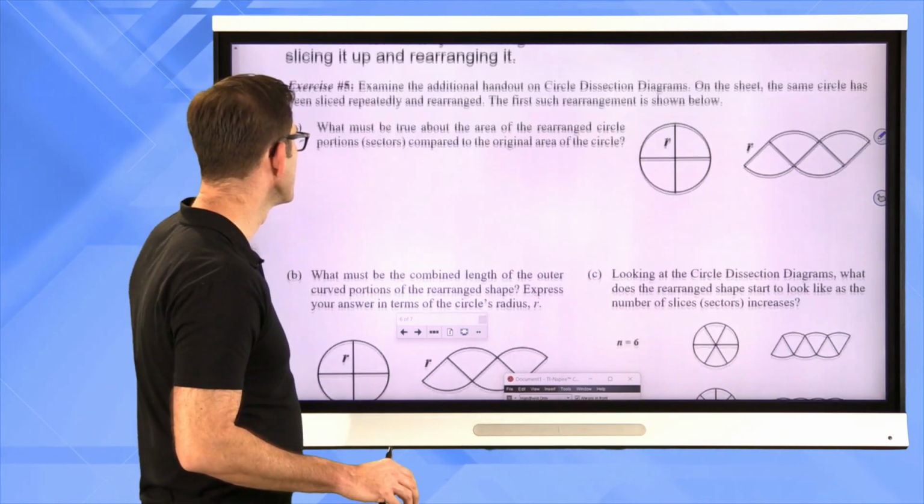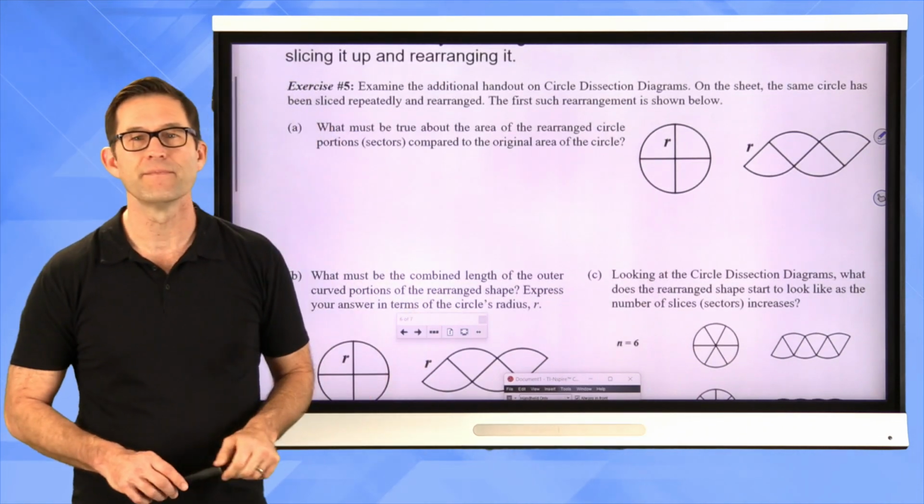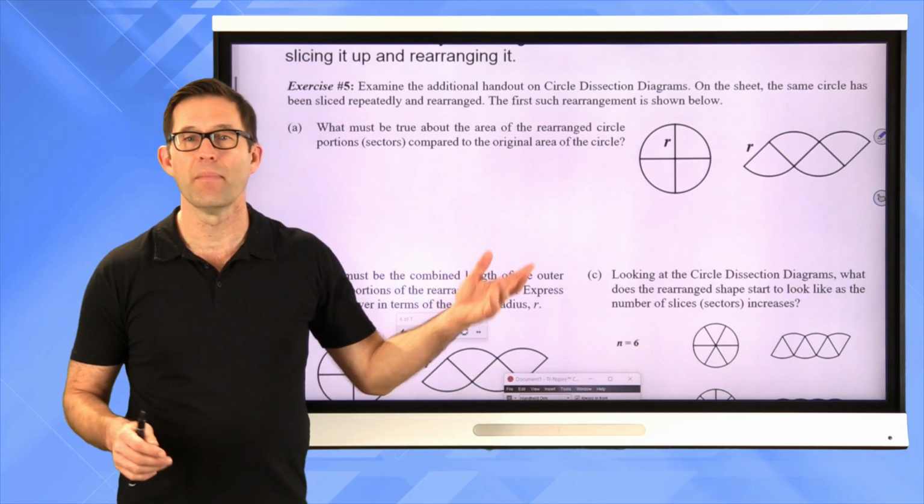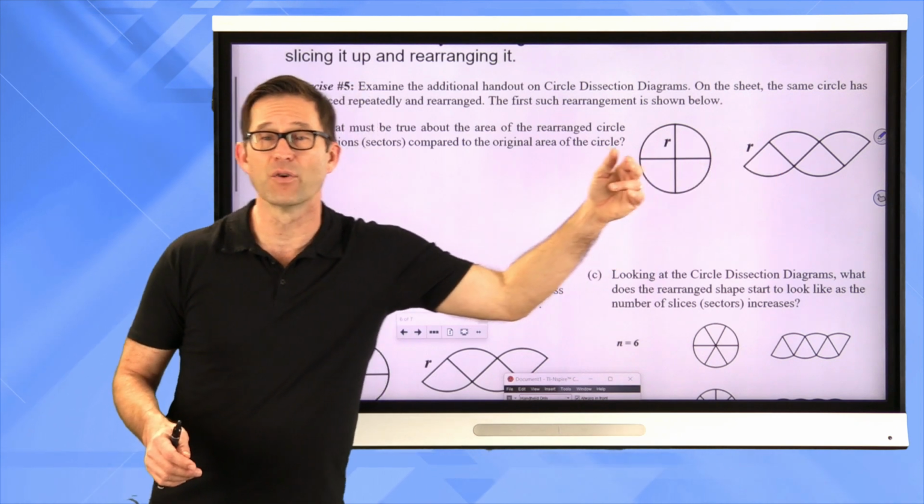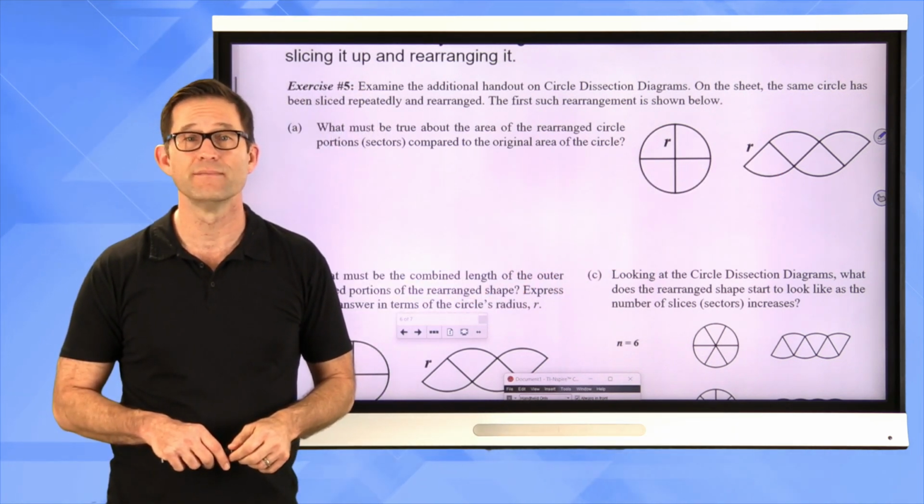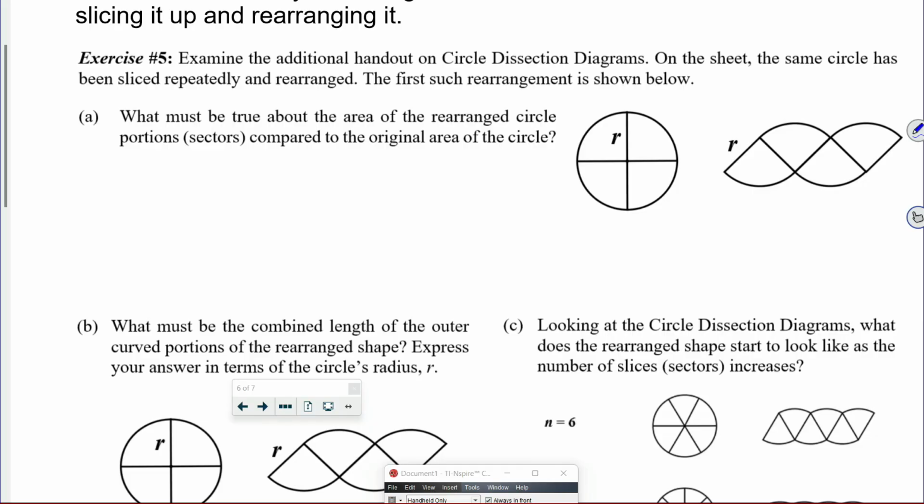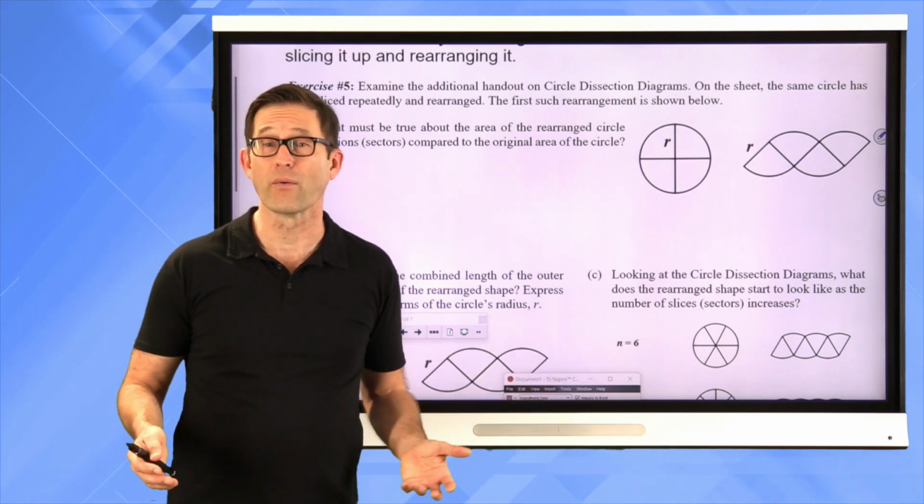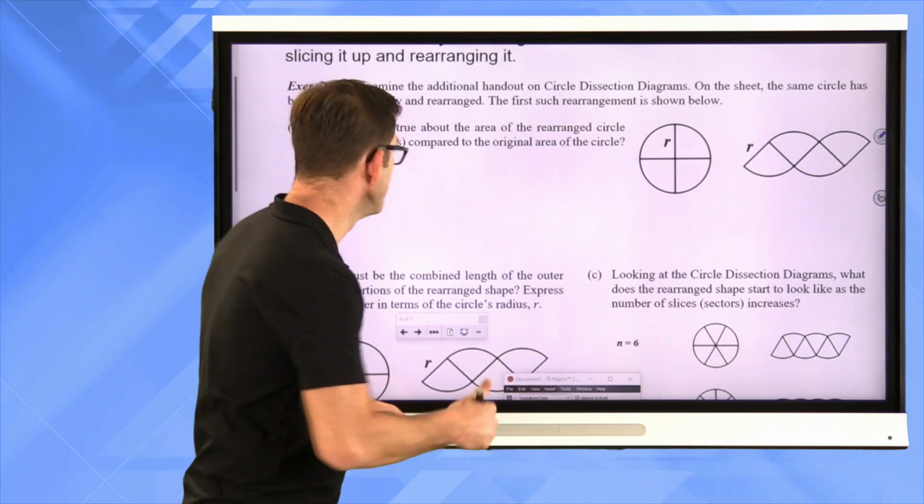Now, let's take a look at letter A. What must be true about the area of the rearranged circle portions, which are called sectors, compared to the original area of the circle? What must be true about the area of that versus the area of that? Pause the video right now and hopefully state the obvious. Well, the two areas will be the same, because we haven't thrown anything away. We've just rearranged it.